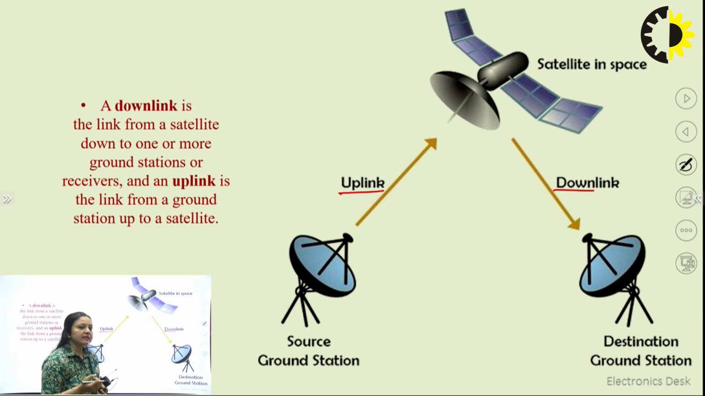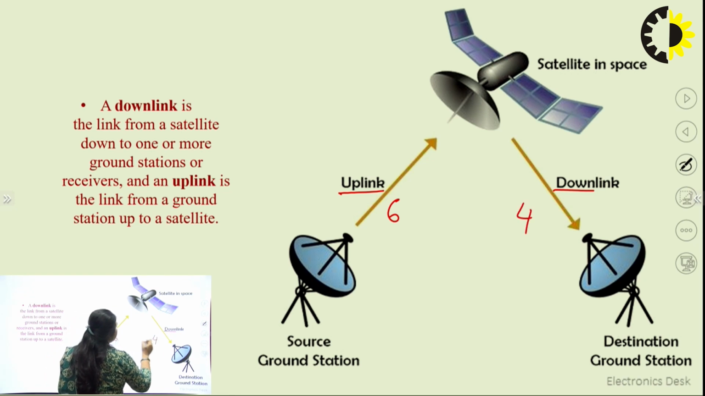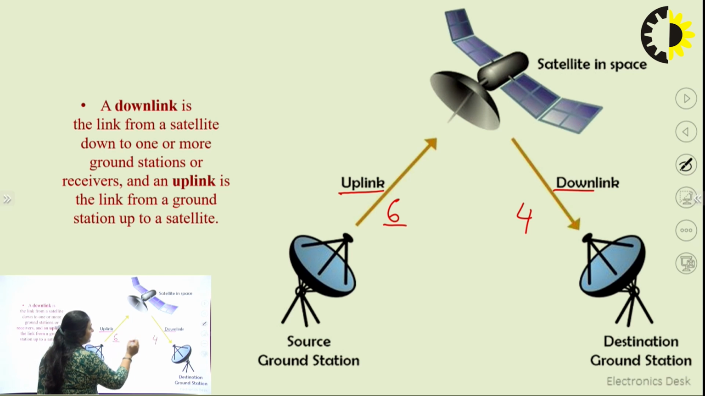Generally, we transmit the signals in the C band. For satellite communication, we generally use the C, Ku and Ka bands. So, if we use C, then we say that the uplink is at 6 gigahertz and the downlink is at 4 gigahertz. Now we can see that the uplink is at a higher frequency than the downlink.